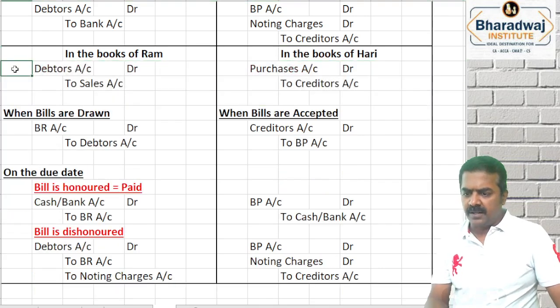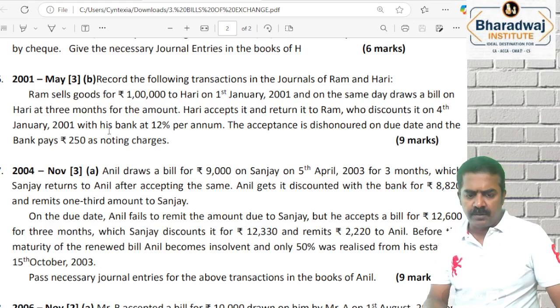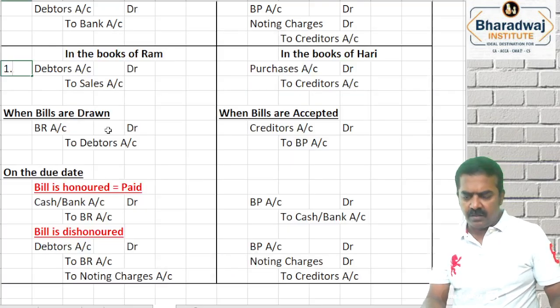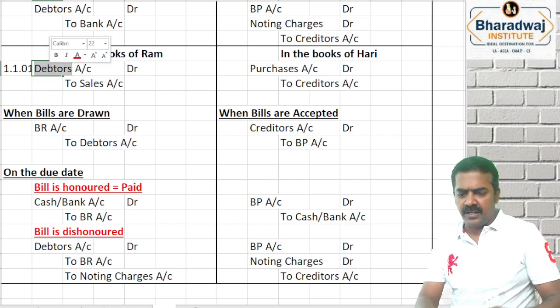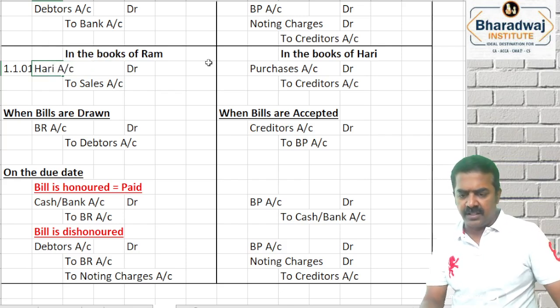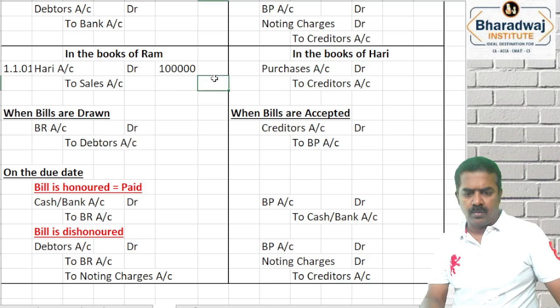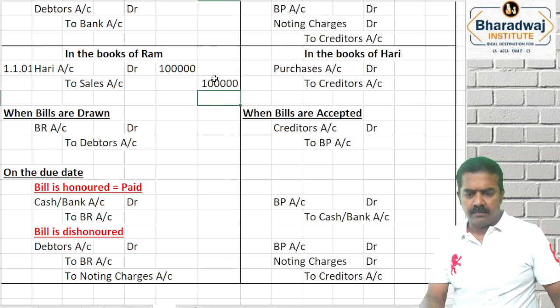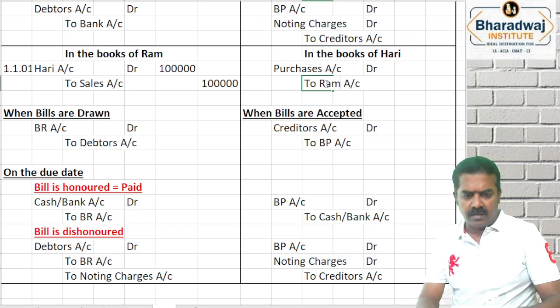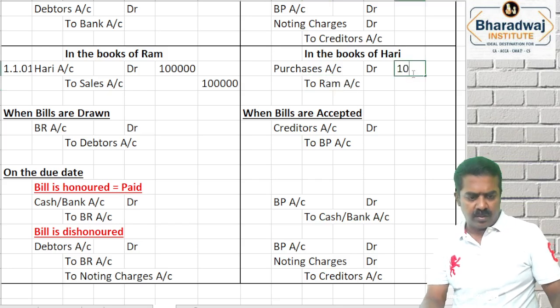When the goods are sold, 1st January 2001, what is the entry we will pass? Debtors account debtor to sales. Here, Hari account debtor to sales, for 1 lakh. Same date, purchase account debtor to creditors. Who's the creditor? Ram account. How much? 1 lakh.